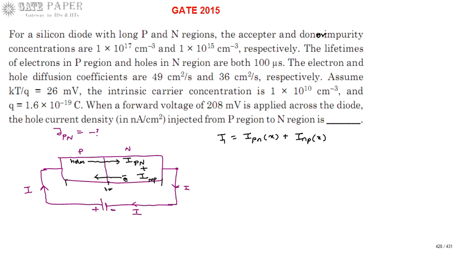Otherwise X equal to 0 is the junction, and this side is positive, this side is also positive. That is, as you move towards the left you are moving on the P side, and as you move towards the right you are moving into the N side. There is no negative X axis. So I_PN of X is the current due to holes moving from P to N side, and I_NP of X is the current due to electrons moving from N to P side because of forward bias. The forward voltage applied is 208 millivolts. This is what is given.